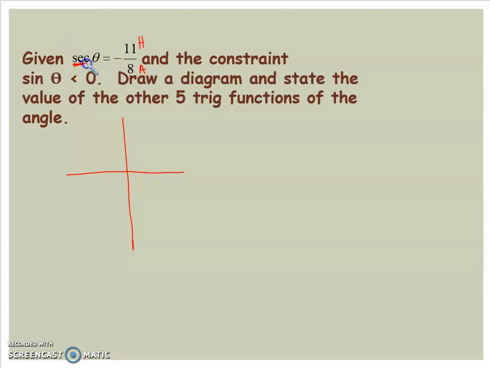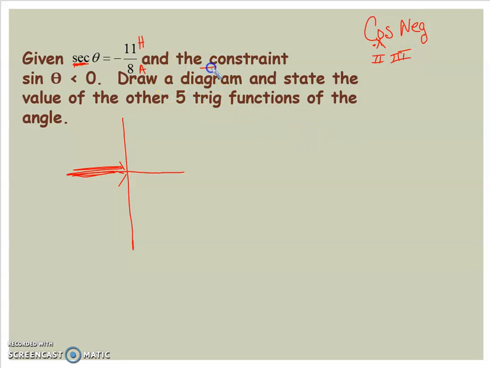I know that secant, or the reciprocal of cosine, is negative. So let's think, where is cosine negative? That means where is x negative, right? So if we look here, x is negative in the second quadrant and the third quadrant. So that's quadrant 2 and quadrant 3.